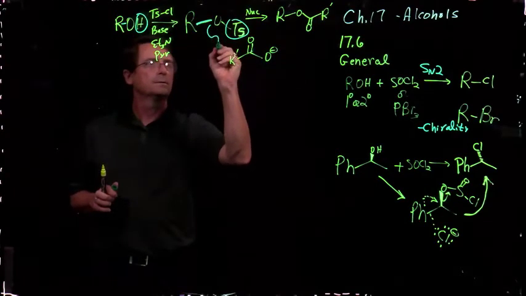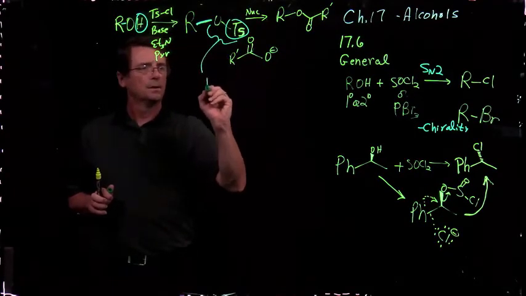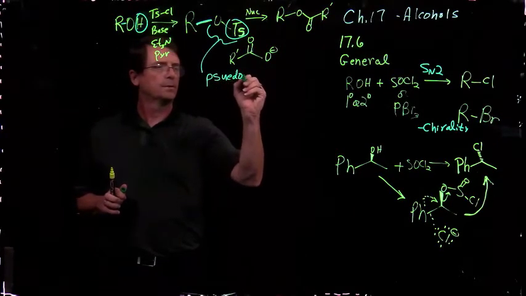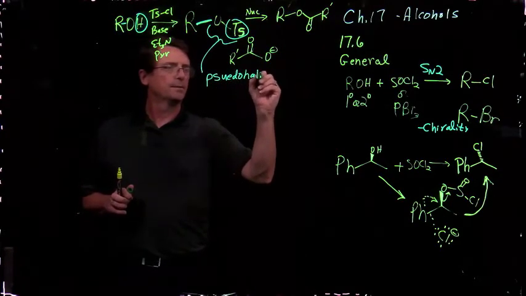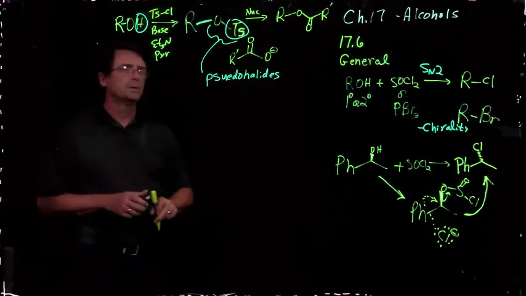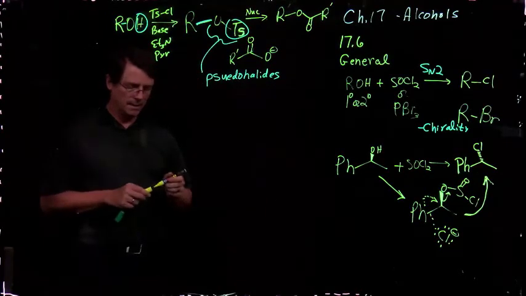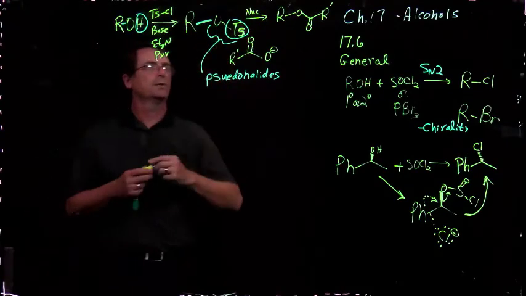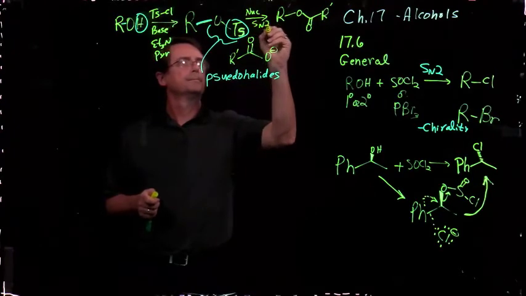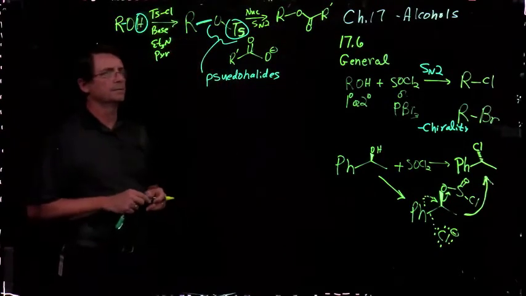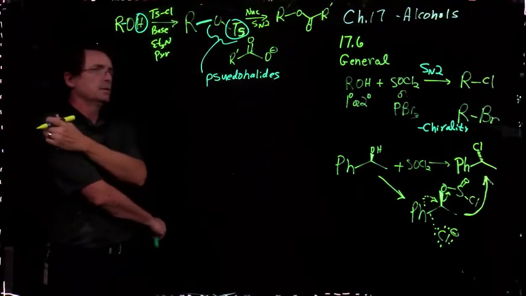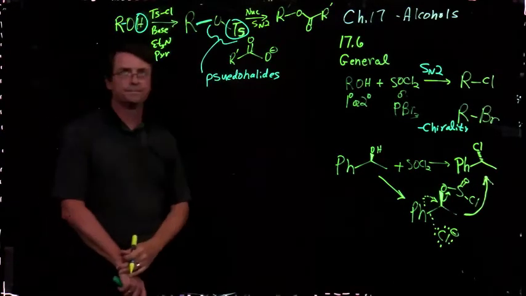Tosylates, these sulfonates, are what are referred to as pseudohalides. So these pseudohalides react like alkyl halides. They'll undergo an SN2 reaction with a wide variety of nucleophiles. And again, I'm not going to be able to show you everything in lecture. You need to go and practice the problems.